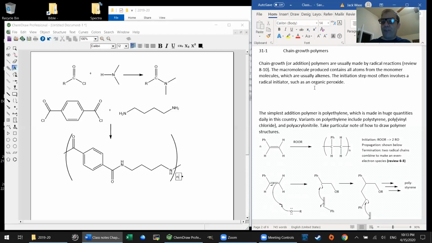Often that's water or HCl or something like that. And so you lose a whole bunch of these small molecules and you get a long polymer chain as the result, maybe thousands or tens of thousands or hundreds of thousands of residues long.